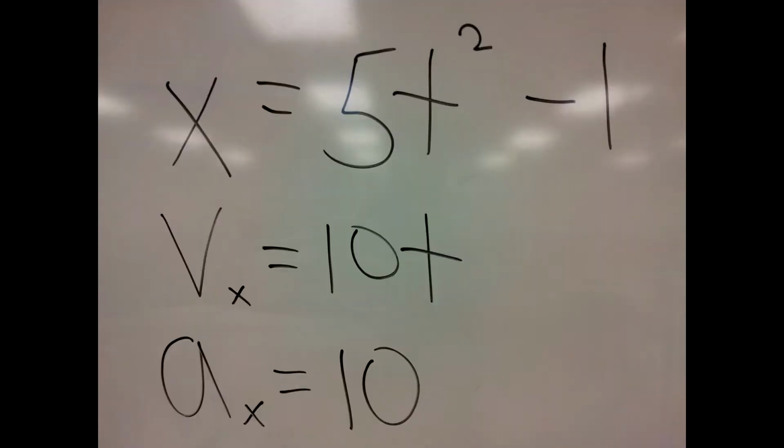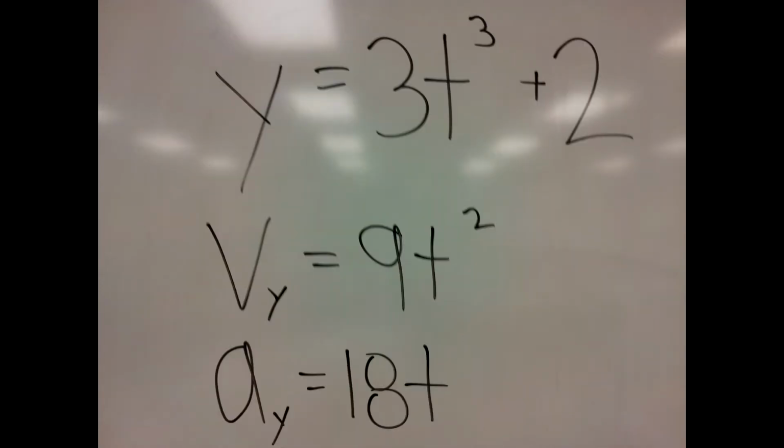acceleration. First, we're going to find the acceleration in the x direction by taking the derivative of the position function in the x direction. By doing this, we will get the velocity function in the x direction, and by taking the derivative of this again, we can get the acceleration. So, when we have the position function of 5t squared minus 1, taking the derivative will give us a velocity of 10t, and taking the derivative of that will give us an acceleration of 10.